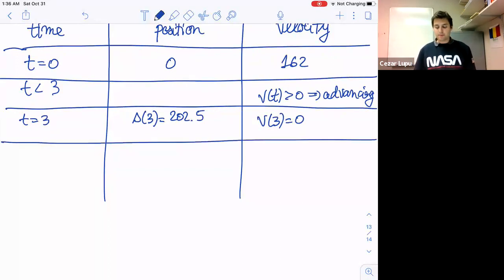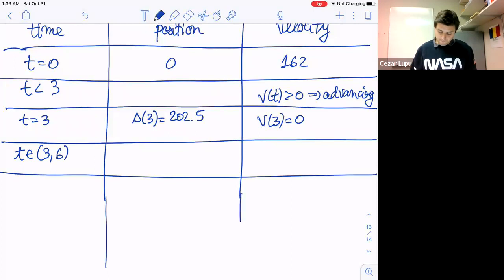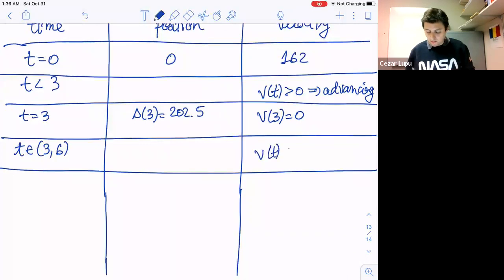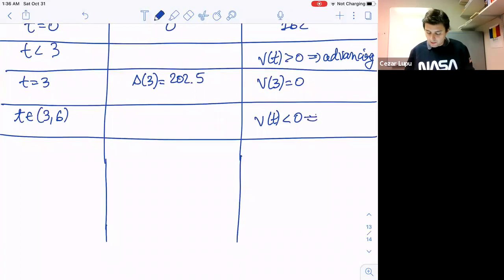Now let's see what happens. So the object is not advancing or retreating. And now let's see what happens when t is in the interval 3, 6. Well, we have nothing with the position, but the derivative v of t is negative, so the object is retreating.